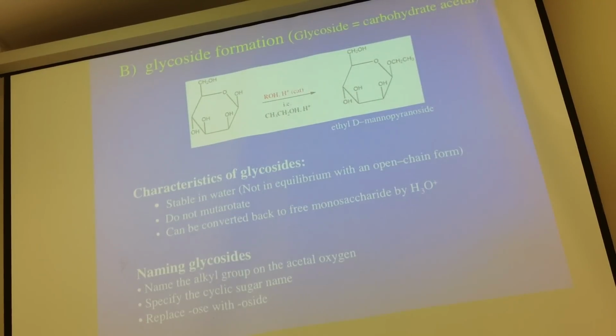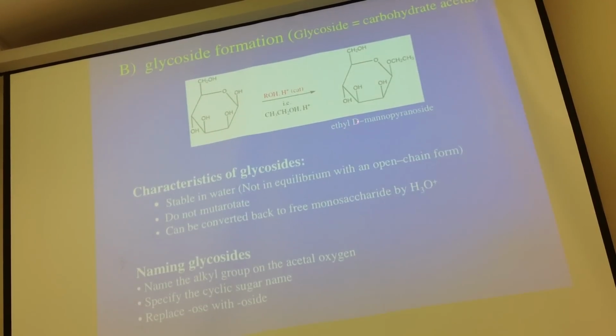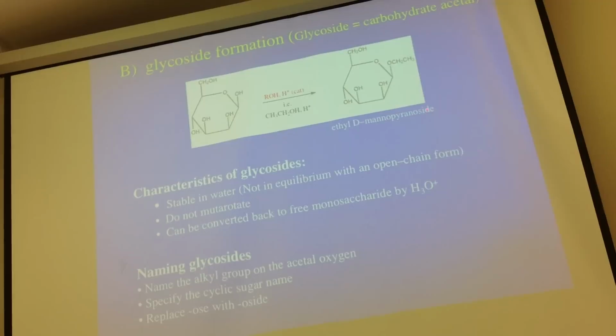Now, as far as naming them, it's going to be based on the name of the sugar. We're going to name the alkyl group we put on. So in this particular case, we put ethanol on there. So there's an ethyl group now. So it's ethyl. This sugar right here is D-mannose in its 6-membered ring form. So it's ethyl D-mannopyranoside. And the oside means that it's a glycoside.